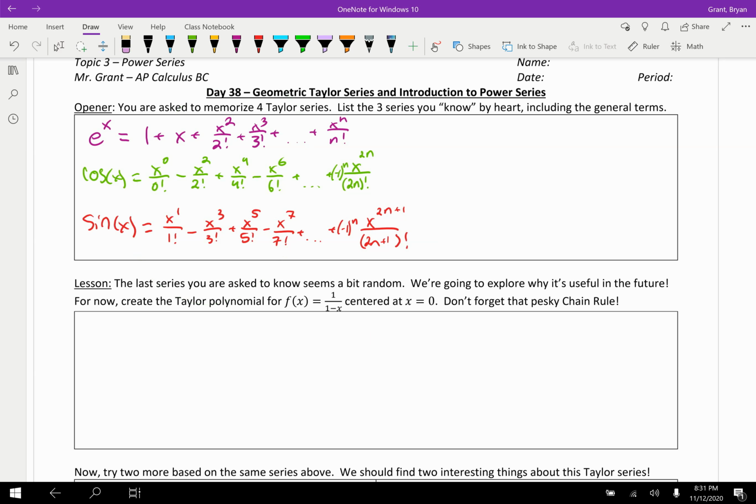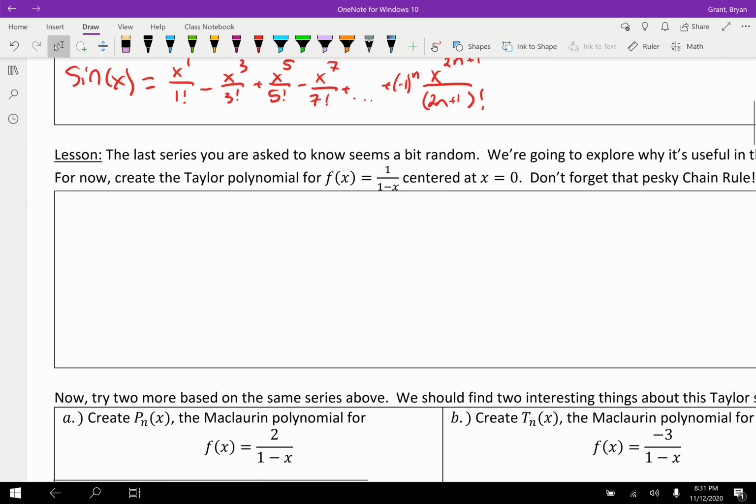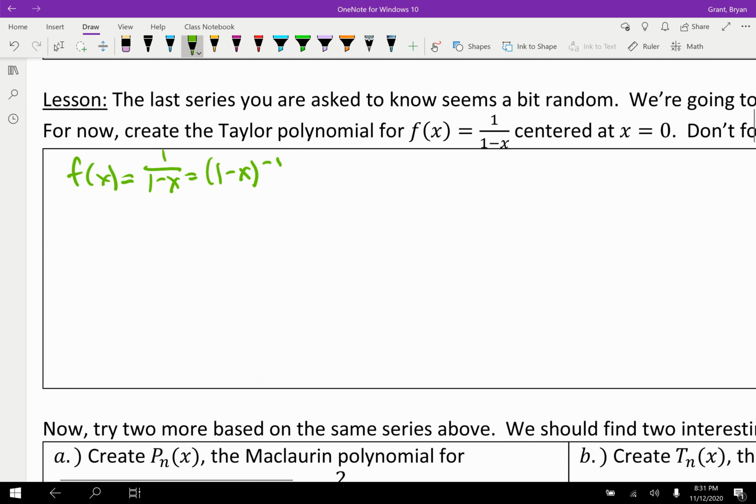So for now, we're going to create the Taylor polynomial for f of x equals 1 divided by 1 minus x, centered at x equals 0. Or if you want, it's the Maclaurin polynomial for f of x equals 1 over 1 minus x. So how do we do this? Well, we have f of x, and we really need to go through until we find a pattern. So we get 1 over 1 minus x, which, because I know I'm going to have to take the derivative, I'll bring this up to the top. So it's 1 minus x to the negative first.